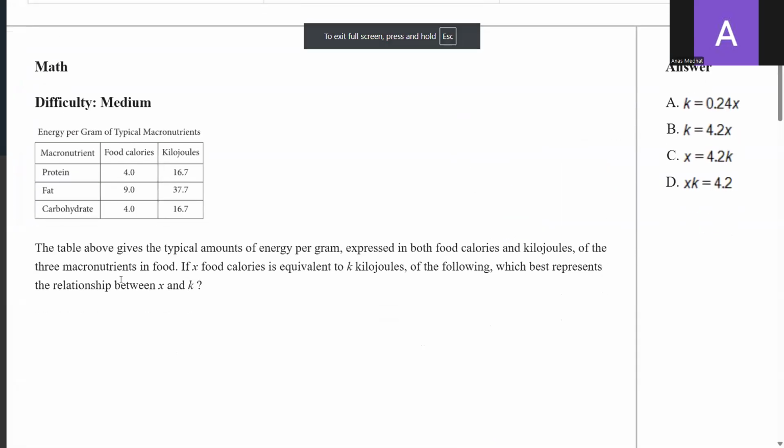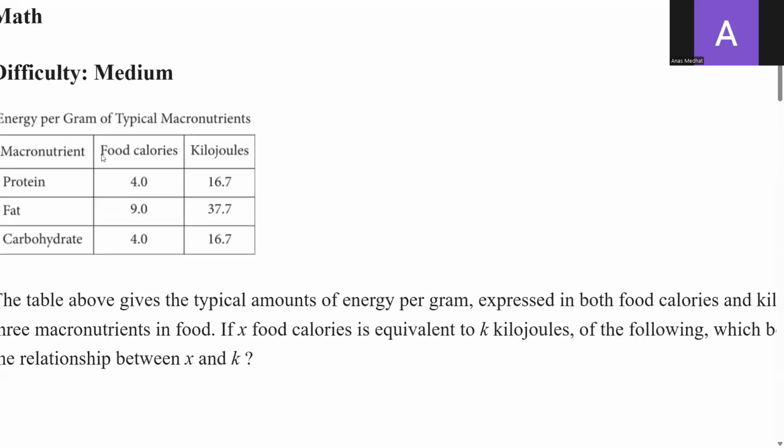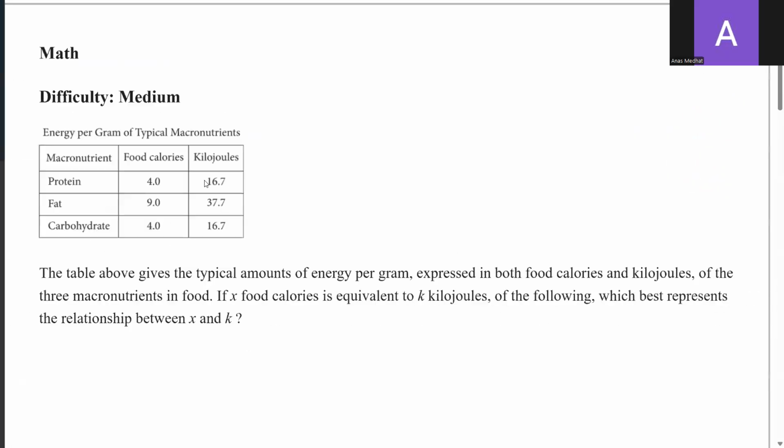The table above gives the typical amount of energy per gram expressed in both. Okay, we have here a table which best represents the relationship between x and k. If x food calories is equivalent to k kilojoules, which best represents the relationship between x and k? Okay, it wants the relationship between x and k.